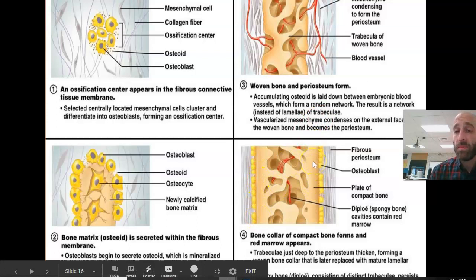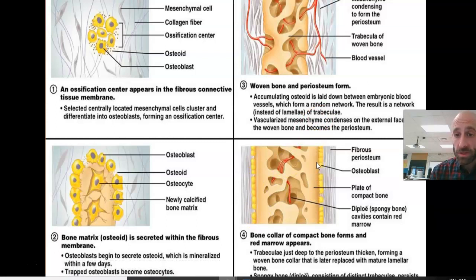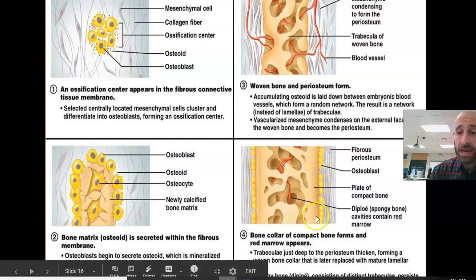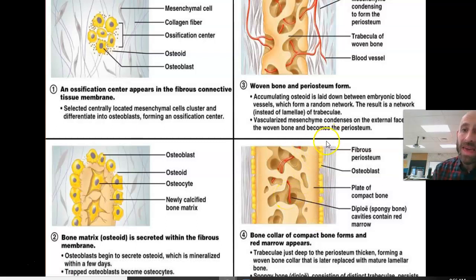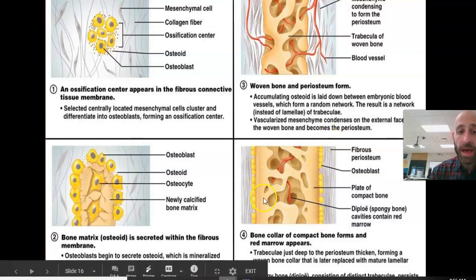And the reason why the compact bone forms is because there's nowhere else for those cells to go, so they start to get packed in tight. So when you see a flat bone, the middle of the bone is going to be spongy bone, and then the outer sides are going to actually be compact bone.